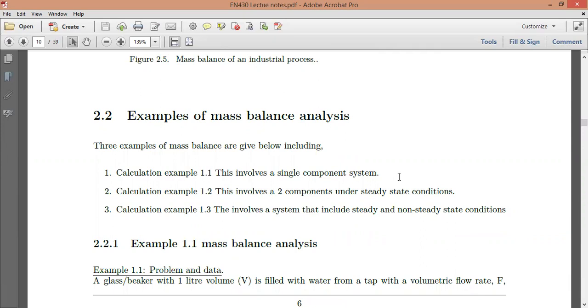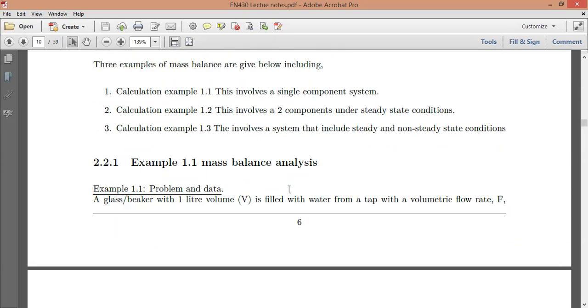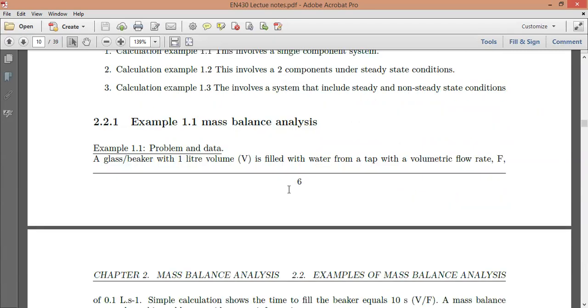We're going to understand a bit further what steady state means and what non-steady means, which obviously has to be the opposite of steady state condition. So let's start with the first one, a single component system. So basically you're dealing with one component. And in our example here, the problem that we're going to be solving involves water, which is just one component, pure water. Okay.